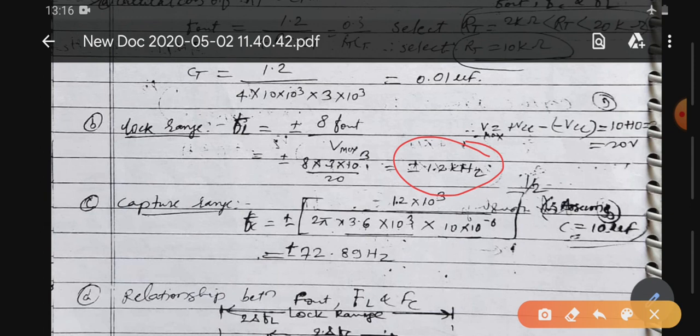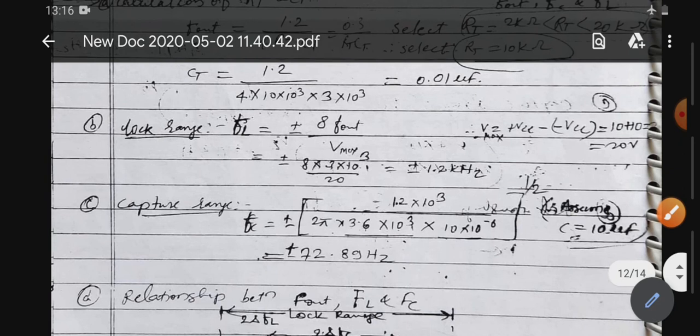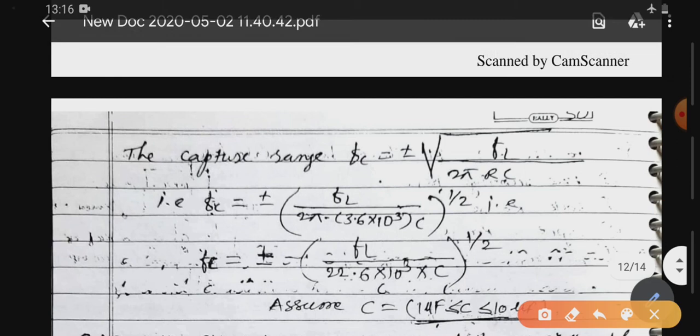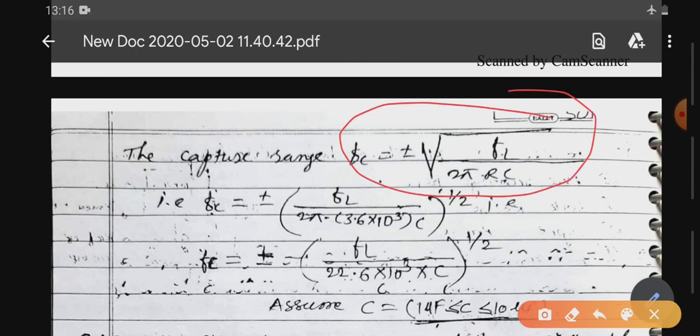Then capture range. As I told you, the formula for capture range is the formula which we have seen earlier. FC is equal to this basic formula plus minus, finally you will get 2 pi into the internal resistor R3, which is 3.6 kilo ohm. So 2 pi into 3.6 into C, that comes around 22.6 into 10 to the power 3 into C. You have to keep in mind any one of these three formulas.